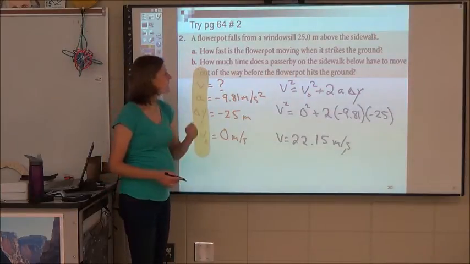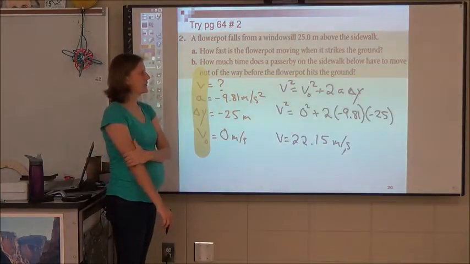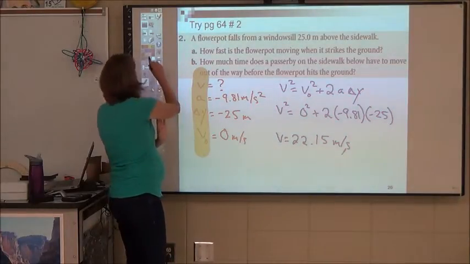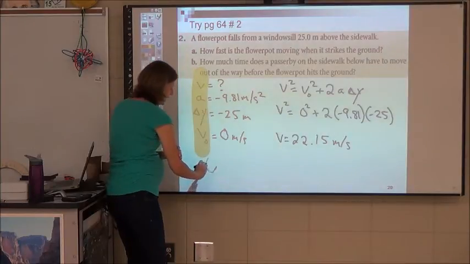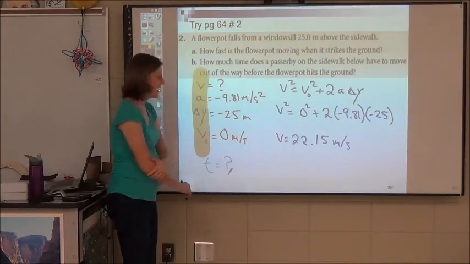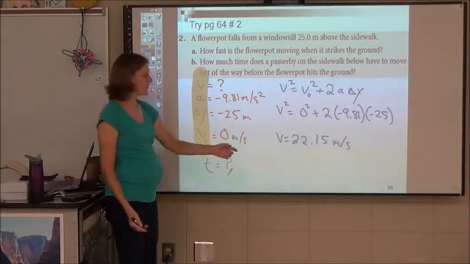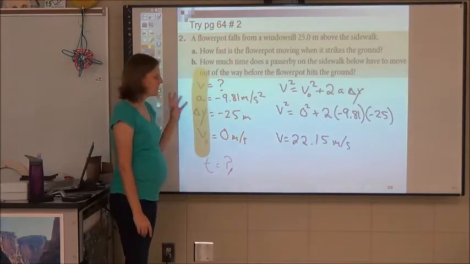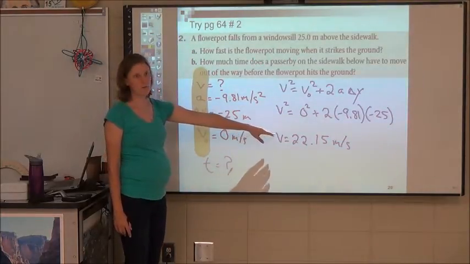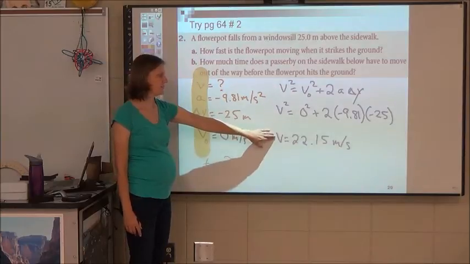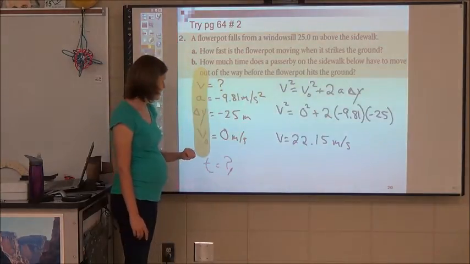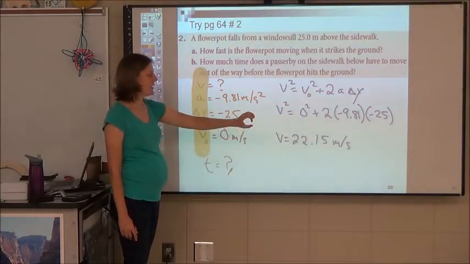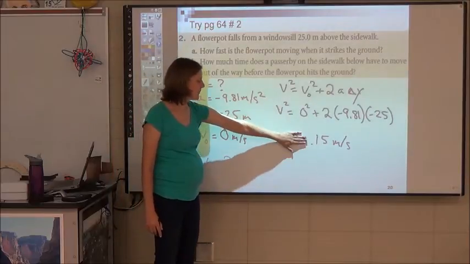Second question, how much time does a passerby on the sidewalk below have to move out of the way before the flower pot hits the ground? Okay, so now I want to add t to my unknown list, and I want to solve for time. At this point, since you know the final velocity, you could use any of the kinematics. But since this was something we just calculated ourselves, just in case we messed that up, I'd like to not use that if possible.